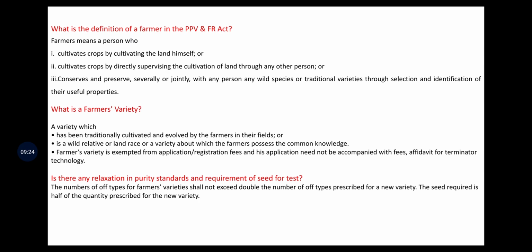Affidavit for terminator technology. Is there any relaxation in purity standards and requirements of seeds for test? The answer is the number of off types for farmers' varieties shall not exceed double the number of off types prescribed for a new variety. The seed required is half of the quantity prescribed for the new variety. That means whatever the prescribed standards are under PPV-FR Act for breeders and other researchers, double that number of off types, or relaxation in the purity standards, is given to the farmers.